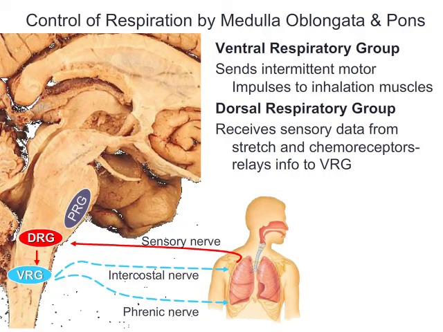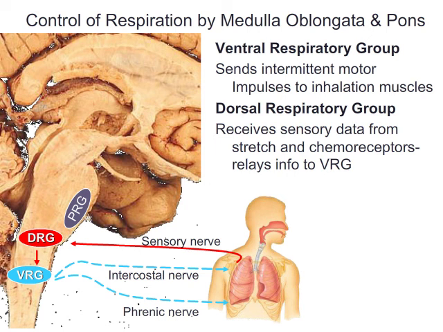Okay, now we're going to talk about the neural mechanisms that regulate respiration. Respiration is controlled by the medulla oblongata and also the pons. Within the medulla oblongata, we're going to find two different neuron centers that control breathing. The first of these is called the ventral respiratory group.